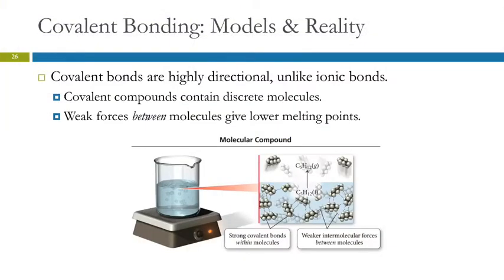So does this mesh up with what we observe in terms of properties? It does. So covalent bonds are highly directional. That pair of electrons is shared between 2 particular atoms. It doesn't go all around in 3 dimensions like the ionic bonds do. So highly directional. So these covalent compounds are going to form discrete molecules.